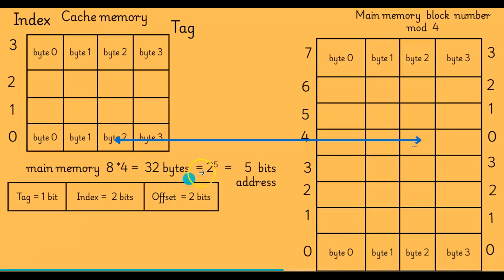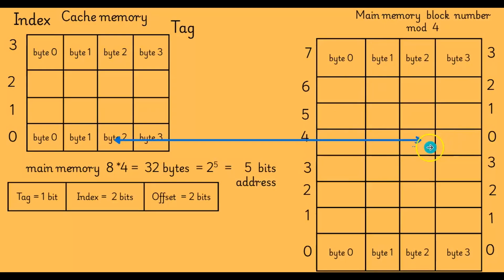Let us consider this scenario, where this block has to be moved to the cache memory. How do we find the cache memory block number? The formula is main memory block number mod 4. So 4 mod 4 is 0. So this block has to be moved and stored in the 0th block of cache memory, because the formula gives 4 mod 4 equals 0.